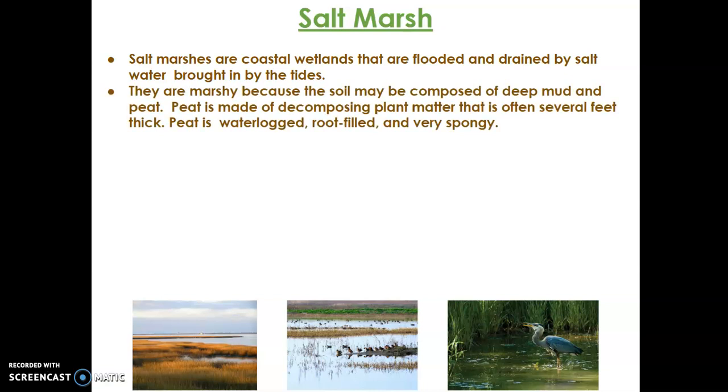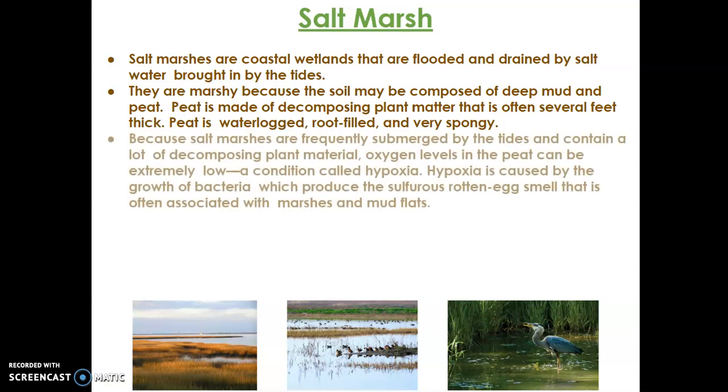They're marshy because the soil may be composed of the deep mud and peat. So peat is made of decomposing plant matter that's often several feet thick. We normally just call this mud, but the technical term is peat. It is waterlogged, meaning it's constantly full of water, root-filled, and very spongy.